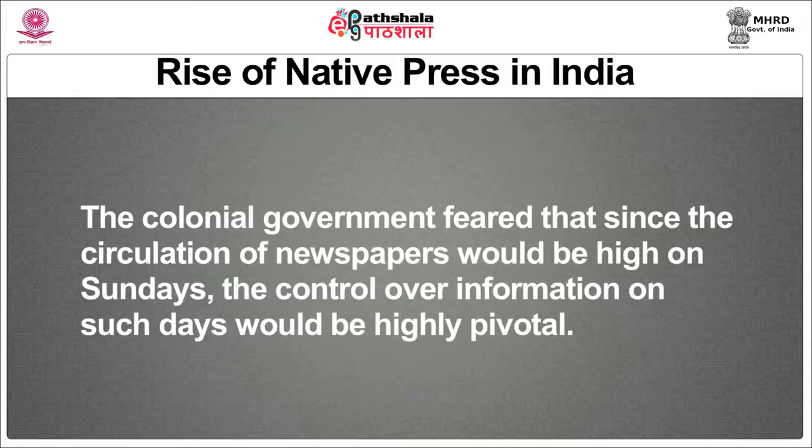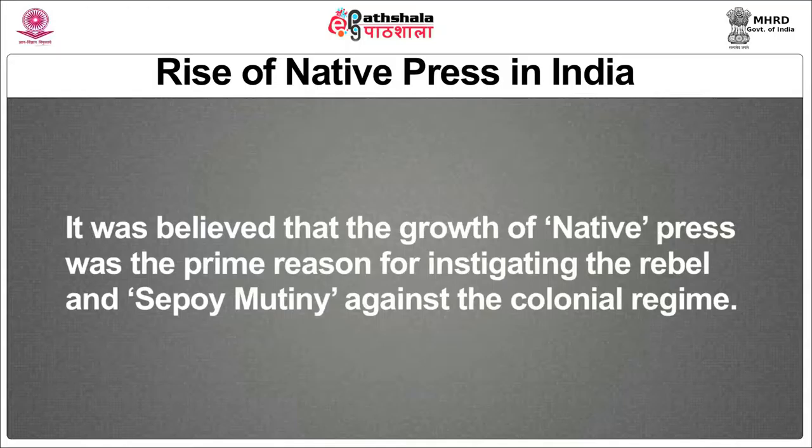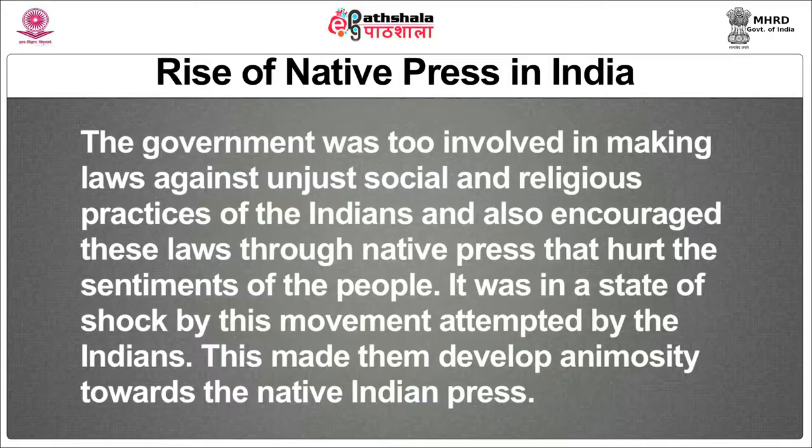However, the apprehensions of the Metcalfe Act of 1835 on the native press could be seen during the War of Independence, that is 1857. It was believed that the growth of native press was the prime reason for instigating the rebel and sepoy mutiny against the colonial regime. Native periodicals of that time consisted of political and social questions. The government was too involved in making laws against unjust social and religious practices of the Indians, and also encouraged these laws through native press that hurt the sentiments of the people.